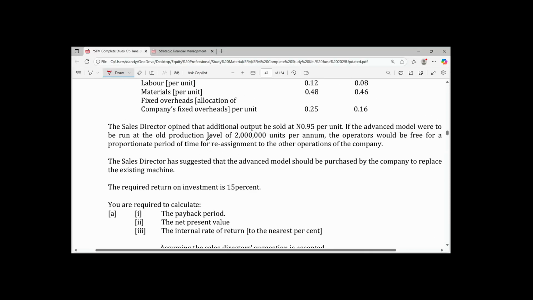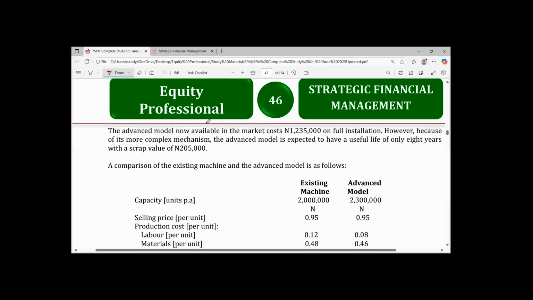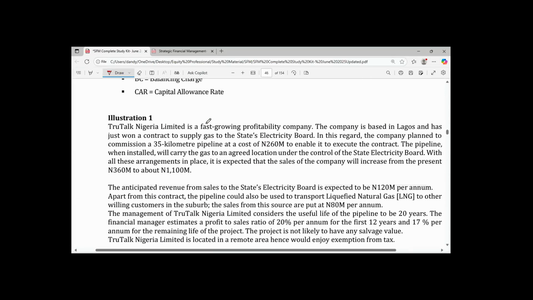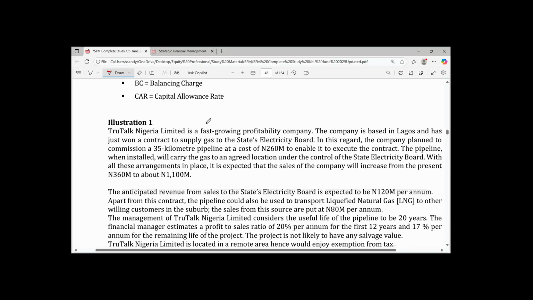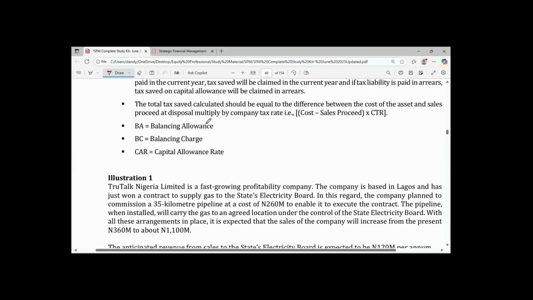Any question? Yes, who is speaking? It's me, Foma. Okay, talk to me. If we are not using a tax saving method, if after the profits, we deduct capital allowance before we do the tax.